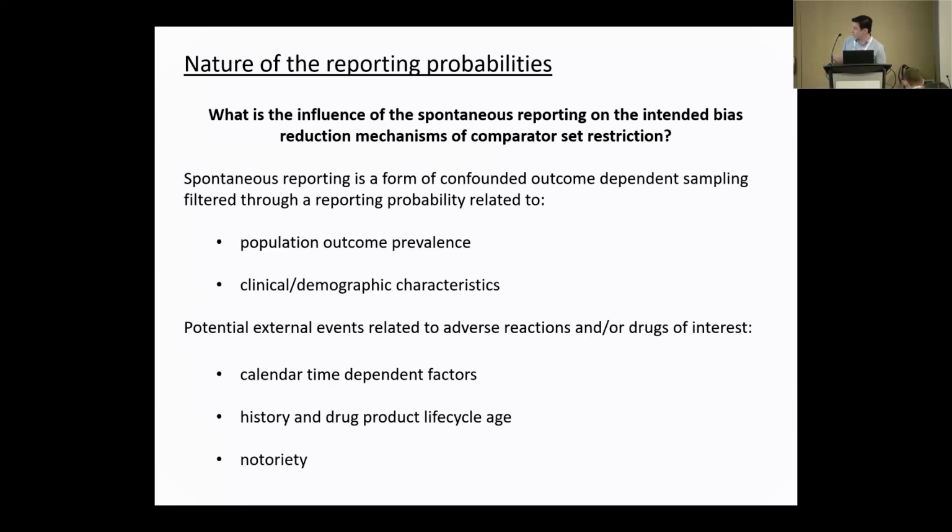To think about this a little, we can ask what the reporting probability depends on. Well, we know it depends on population outcome prevalence, it's outcome-dependent sampling. We also know it depends on clinical and demographic characteristics of the reporter, but it also depends on external events that may be related to adverse reactions or the drugs of interest, such as calendar time-dependent factors, the history of the drug product life cycle, age, notoriety, and so on.